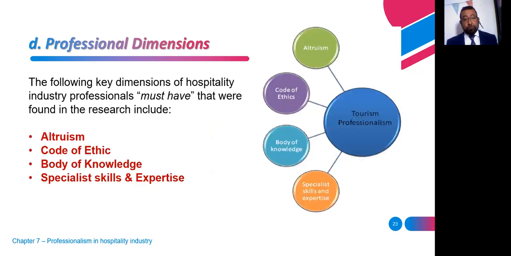So there was a research on tourism, about the tourists and their guide. The key interventions that hospitality industry professionals must have, found in the research, include altruism, code of ethics, body of knowledge, and specialist skills and expertise. You can see they take the example of tourism professionalism, but it actually concerns hospitality professionals also, because the tourists are always coming back to hotels and luxury apartments to rest there. So they always become our guests also.